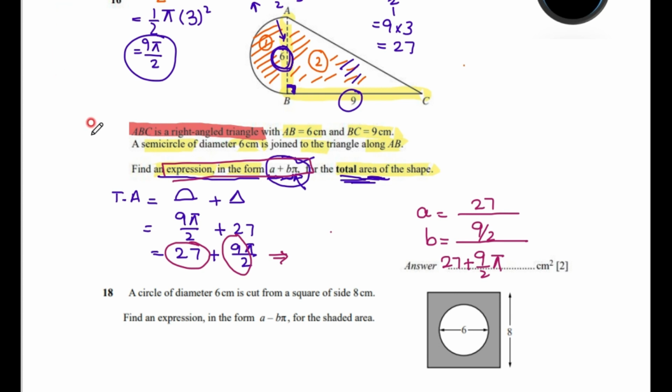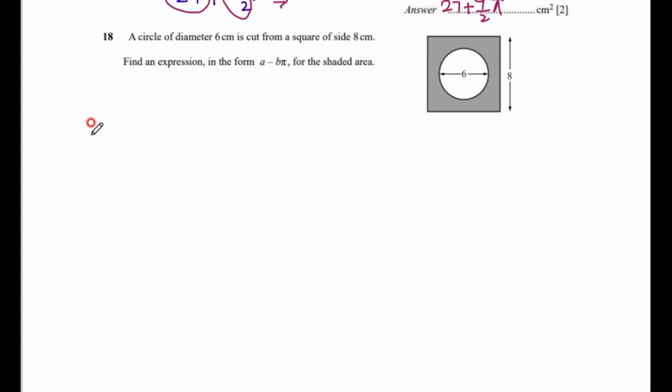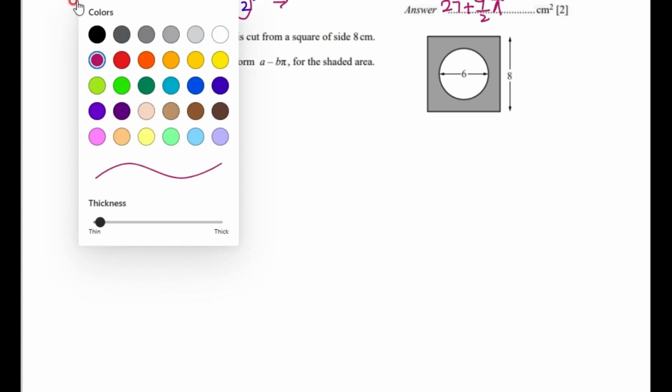Okay, let's move to solve another question. What is this question? Read it. The question says that a circle of diameter 6 centimeter is cut from a square, and the side of the square is 8. And again, we have to leave our answer in this expression, which means no need to substitute the value of pi.